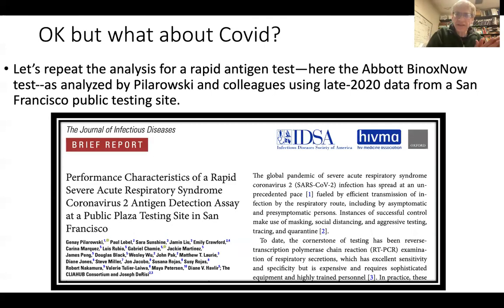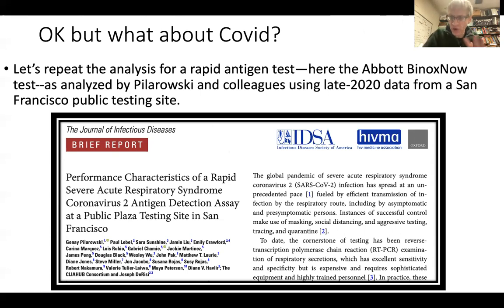Okay, so now that's all really interesting stuff about screening tests. What about COVID? Pilorowski and colleagues did some work that I found in the Journal of Infectious Disease, where they looked at the Abbott test, called the BinaxNow test. They had late 2020 data from a San Francisco public testing site, and they went through some of the math of that.